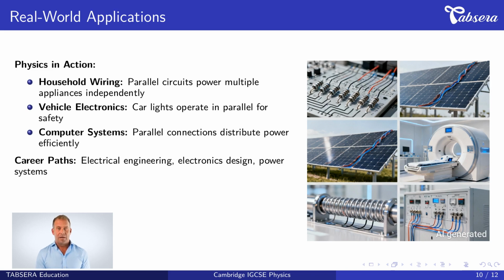In vehicle electronics, car lights operate in parallel for safety reasons. If one headlight fails, the other continues working. Brake lights, indicators, and dashboard lights all use parallel connections to ensure reliability.